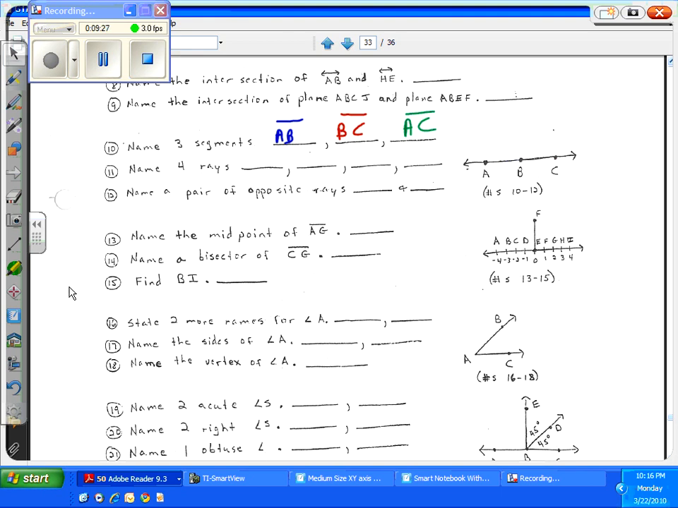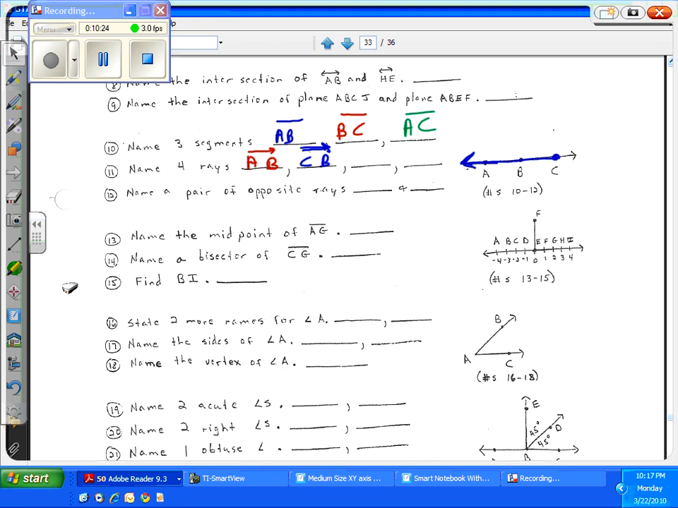Name 4 rays. Now, ray A this way would be the part of line AB that starts at point A and goes indefinitely to the right, and you could name that ray going infinitely to the right by using the second letter as B or the second letter as C. So you could call that ray AB, or ray AC. If we started at the other end and went to the left, then we could name that ray. Notice even though the ray is facing left, we still named it with an arrow facing right, with the endpoint C first and then any point on the ray. So we could call that ray CB or ray CA.